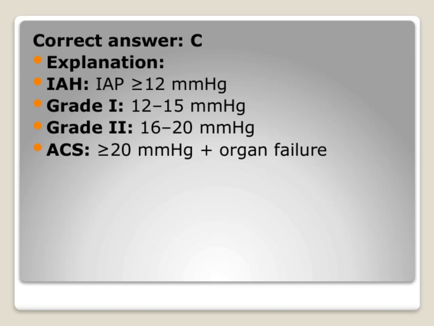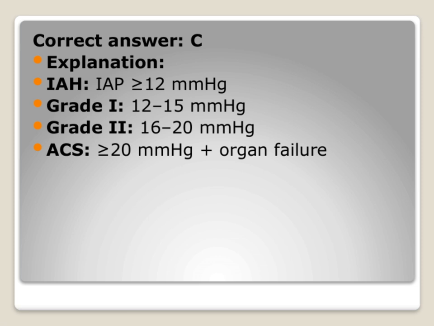Let's take a closer look at the correct answer, which is C. When we're evaluating intra-abdominal hypertension, or IAH, we look at the intra-abdominal pressure, or IAP. An IAP of 12 mmHg or higher is considered indicative of IAH. We further classify the severity into grades. Grade I ranges from 12 to 15 mmHg, which is mild. Grade II spans from 16 to 20 mmHg, indicating a more moderate level.